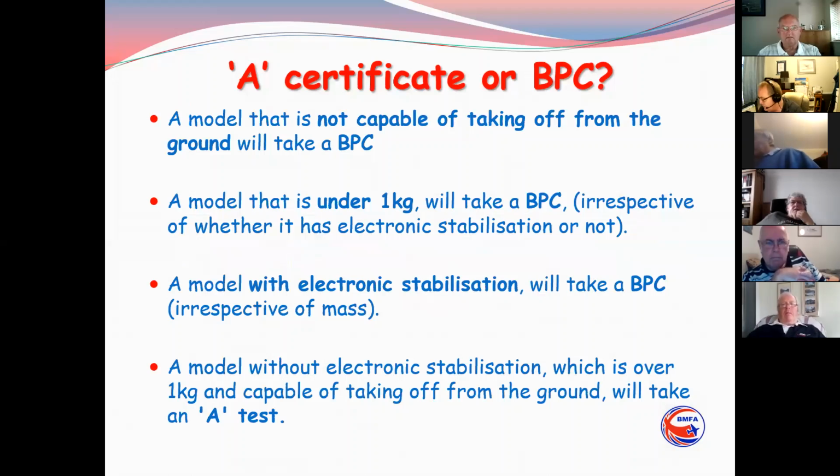So it's worth talking about what or why you will be awarded one as opposed to the other. First of all, for an A test, your aircraft has to be capable of taking off from the ground. Okay, so if you turn up for it with an aircraft without an undercarriage, you will be awarded a BPC on successful completion of the test. We also have a lower weight limit for the A test. So if your aircraft is under 1 kilogram, you can only take the Basic Proficiency Certificate. The other thing is the electronic stabilization. Again, if there's any extra electronic piloting aids, you can only take the Basic Proficiency Certificate.